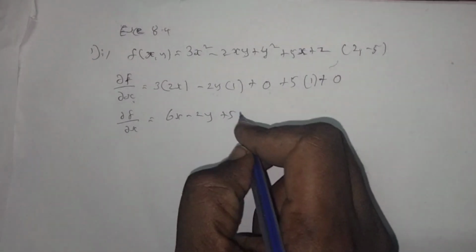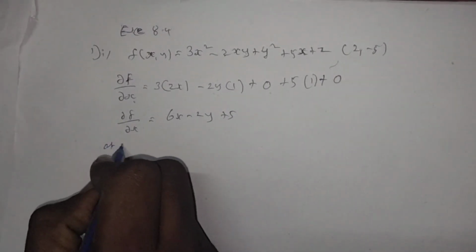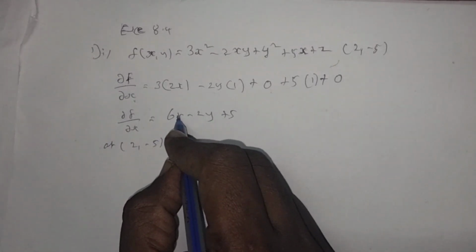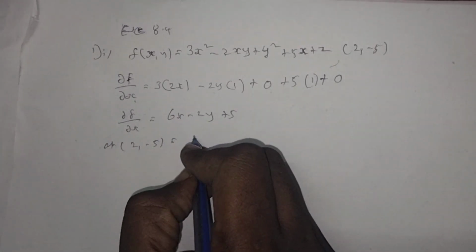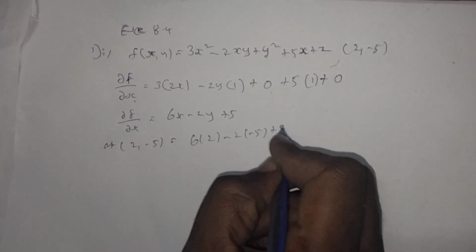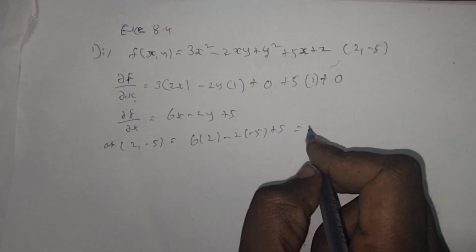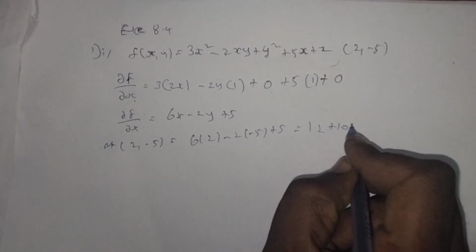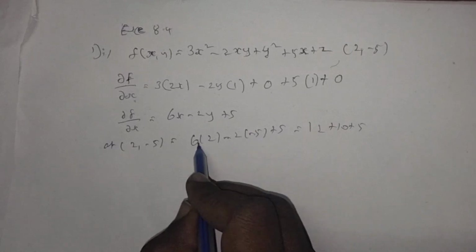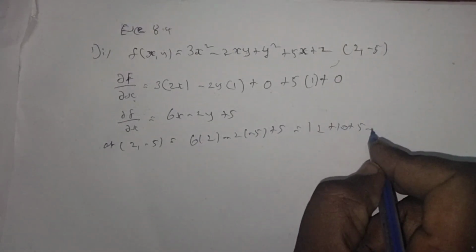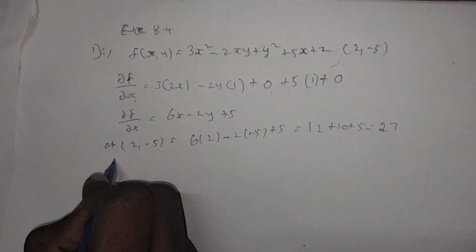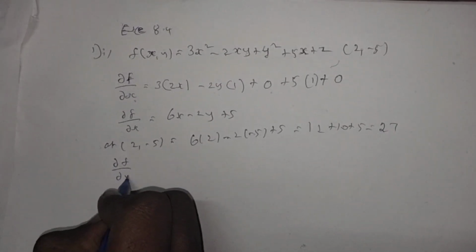We are asked to find the value at (2, minus 5). So in this place, instead of x substitute 2 and instead of y substitute minus 5. So 6 into 2 minus 2 into minus 5 plus 5. Then we have 12 plus 10 plus 5. So minus into minus is plus, 2 fives are 10, 12 plus 10 is 22, plus 5 is 27. That value is 27.